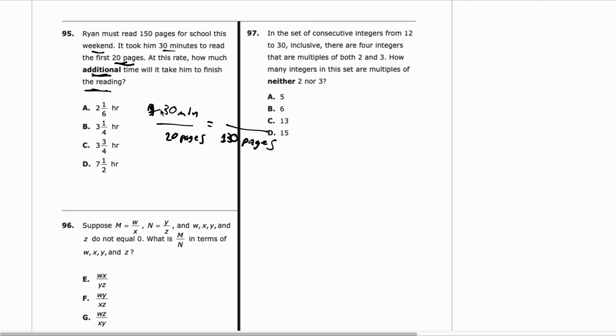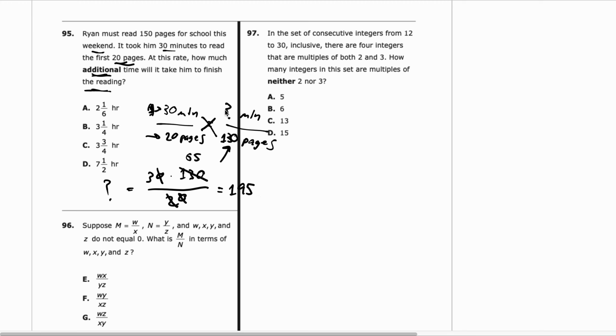And while it took him 30 minutes to finish the first 20 pages, we want to know how much additional time it will take him to finish the remaining pages. So that's our proportion. Now we're going to solve for the question mark. So the question mark is 30 times 130 over 20. We can cancel out one of those zeros, and then 2 divides 130 into 65. So 3 times 65 is 195.